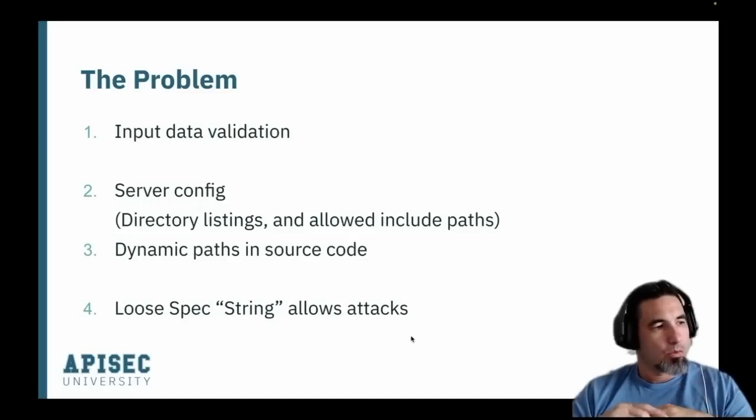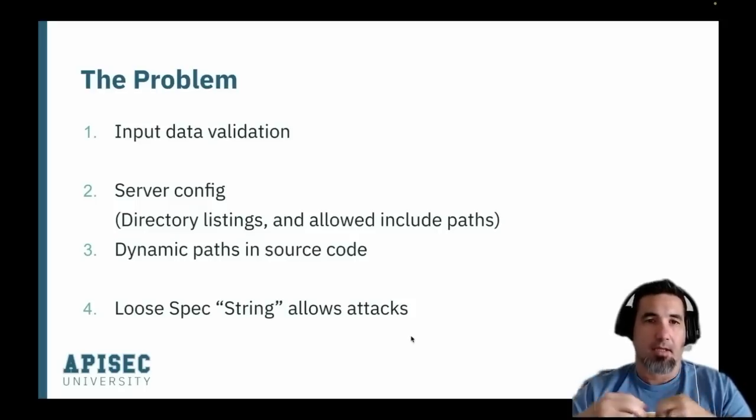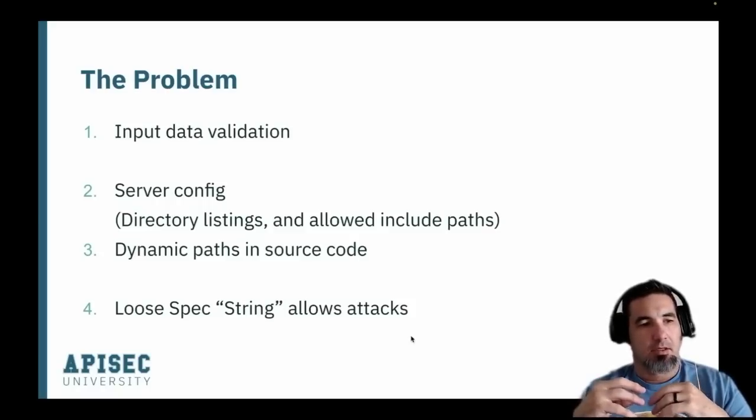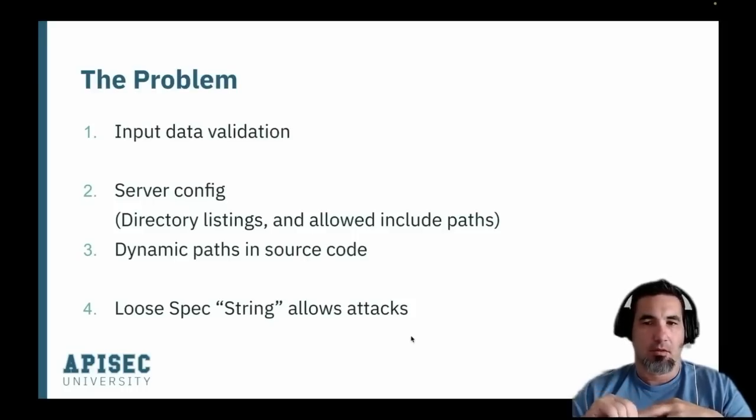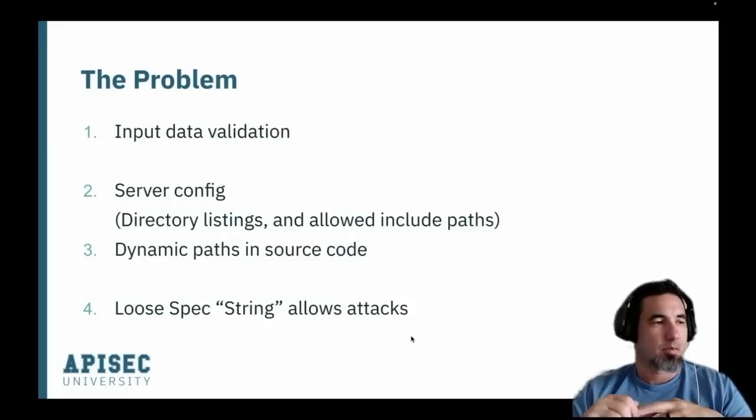And then, like we mentioned before, the loose definition of a string for the parameters that are allowed in your API spec is also contributing to the problem. And something as simple as giving it a max length can go a long way to thwarting a lot of the payload attempts that I was showing with the path traversal.